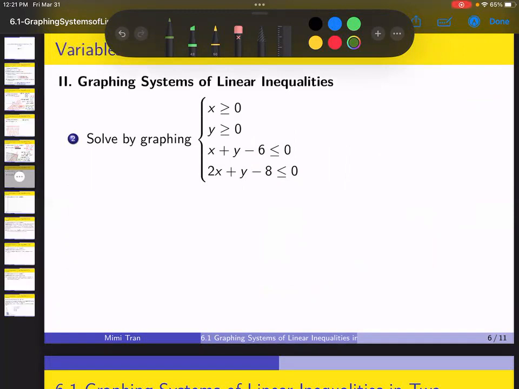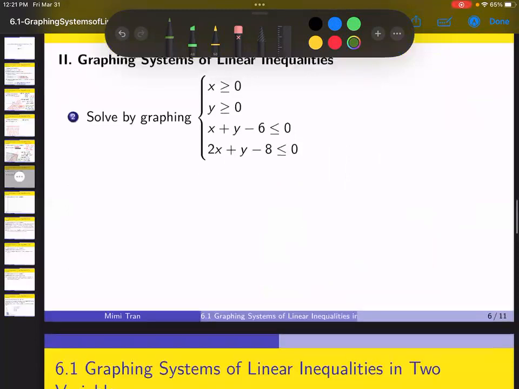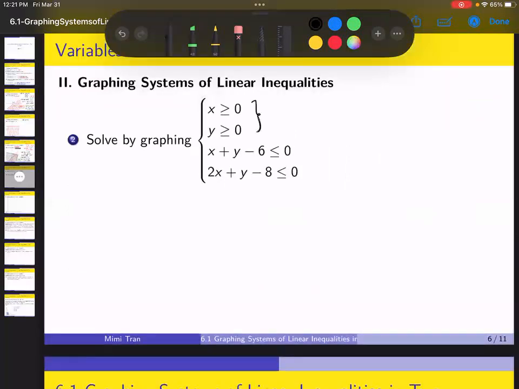All right. Next one. This one has more constraints. The first two constraints say x has to be at least 0 and y has to be at least 0. This implies you're going to focus on quadrant 1, right? x, y both positive. It's quadrant 1.